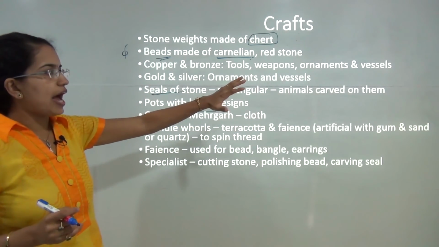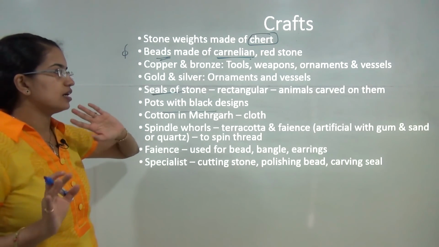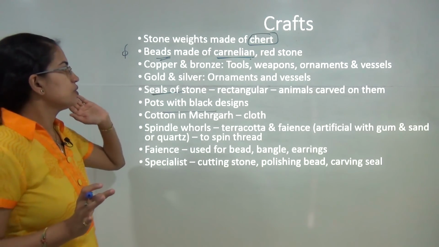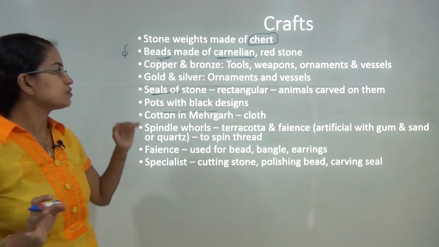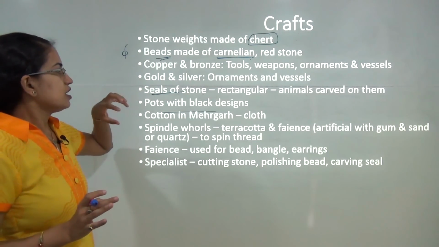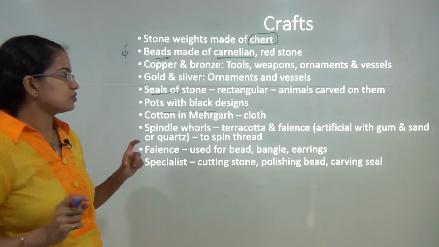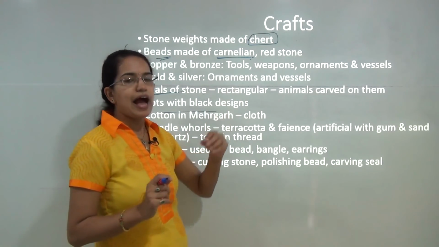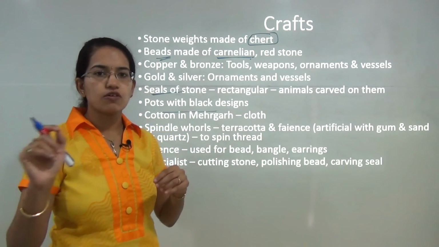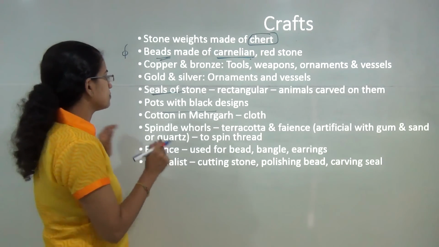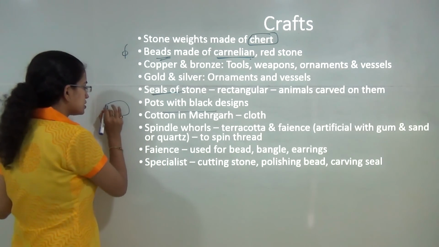Then you also had the ruler who was in the region try to use the ornaments and vessels of gold and silver. There were seals of stones that were used, which were rectangular, and you usually had carvings of animals done on the seal. Now again, they used the seals for packing.